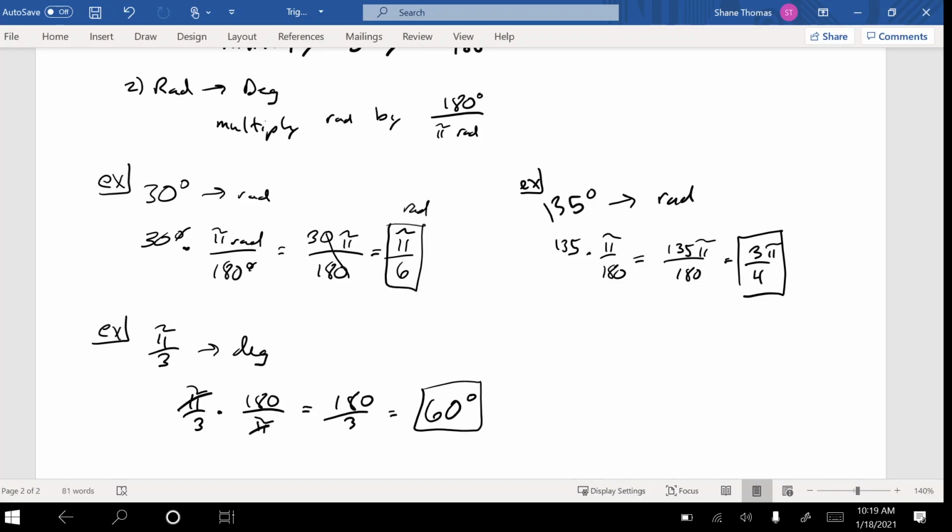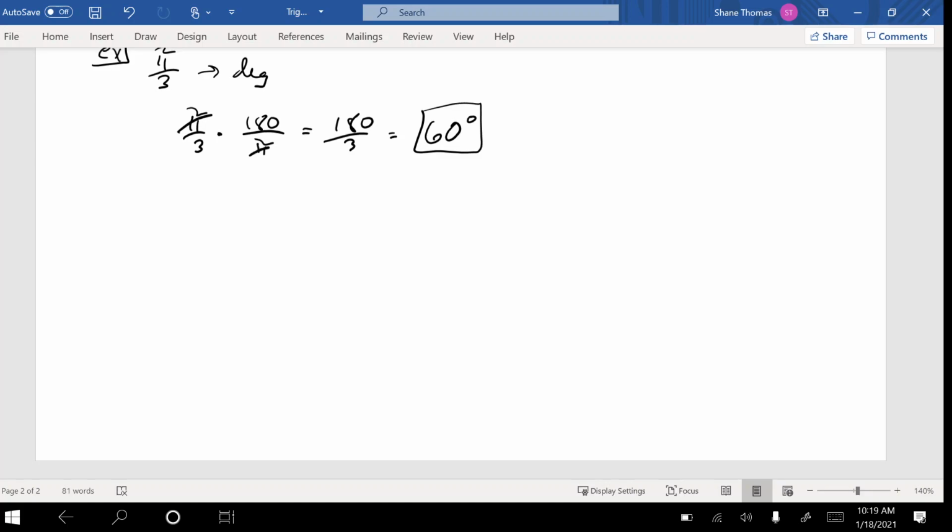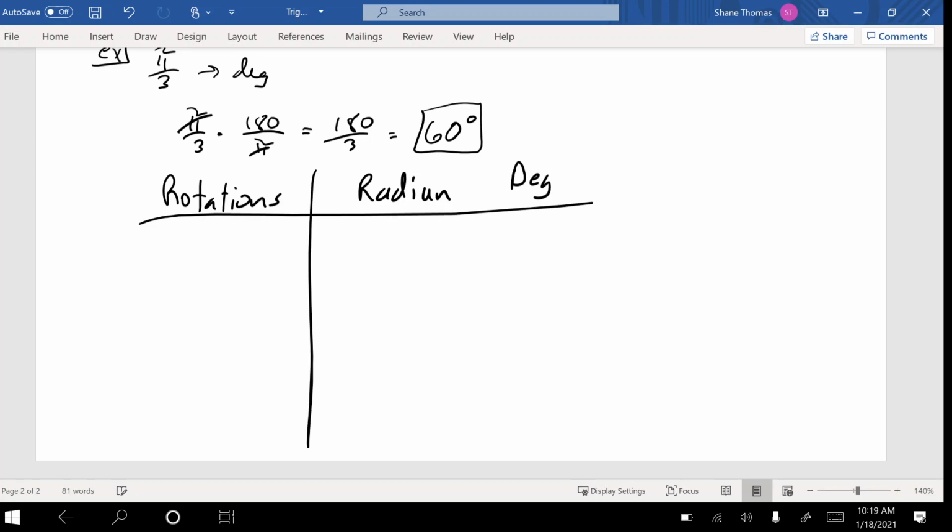Still good? All right, so let's make a little chart here with our common ones. I think hopefully you guys have enough room. So let's go. We'll talk about rotations, and then I'll give you the radian measure and the degree measure. I'm not sure I'm going to have enough room. Might have to make a second column. It's all right.